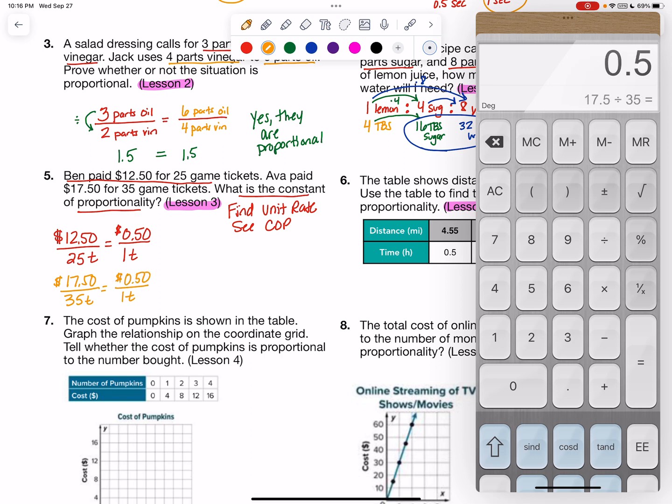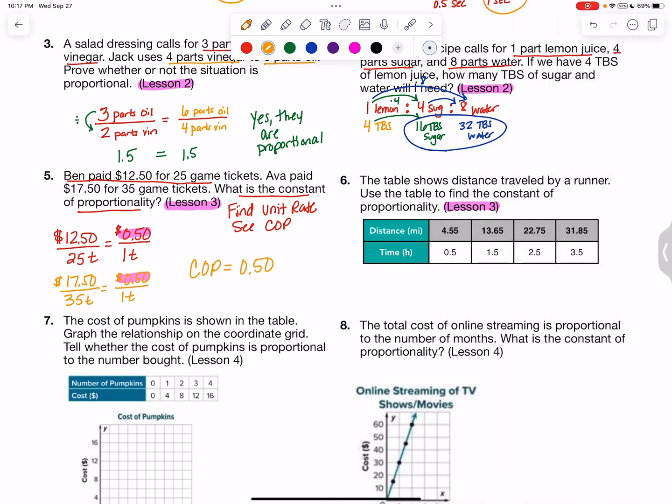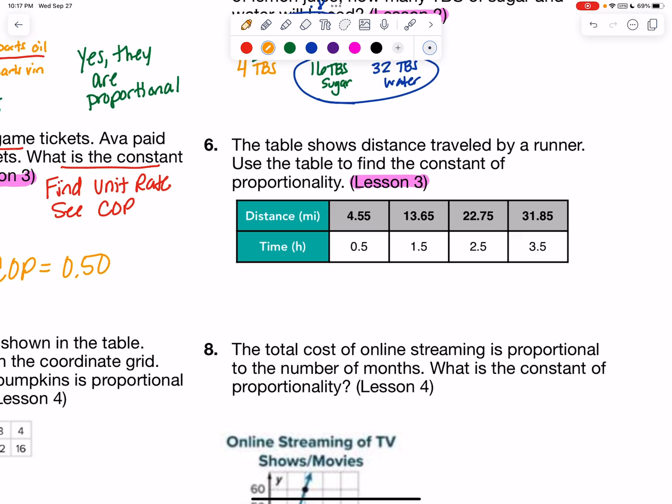So what is the COP? Remember, the COP is right there. So we need to list it. COP equals 0.50. That's the multiplier for any single ticket. Okay, and there we go. All right, let's go to number 3.